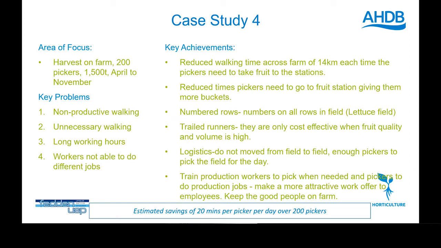But then when you've got 200 pickers and you multiply that up, it works out to £80,000 a year being lost in terms of time. So the investment of losing a little bit of growing space and relocating those weigh stations closer more than paid itself back over a year.